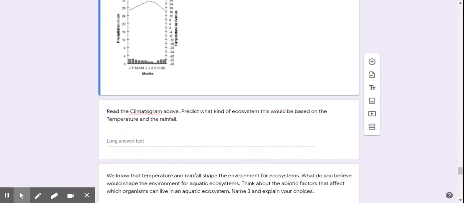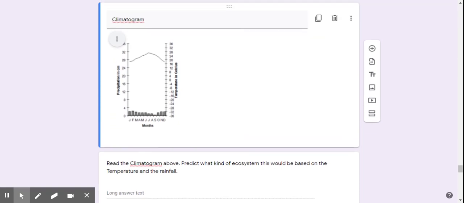Remember, what I want you to be able to do is to predict the kind of ecosystem that we have based off of a climatogram. In this one, we determined it was a desert because of the fact that it was hot and very dry. So you should be able to make predictions just by looking at the climatogram. And again, temperature, you take the line, you compare it to the right. Rain, you take the bars, you compare them to the left.